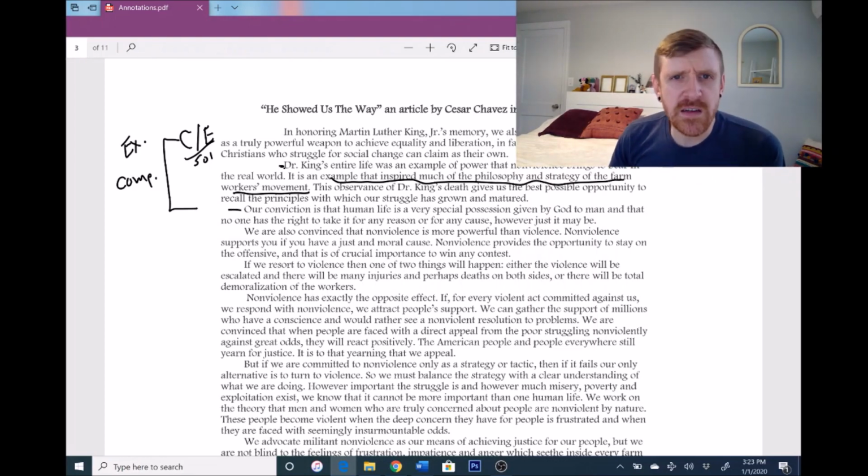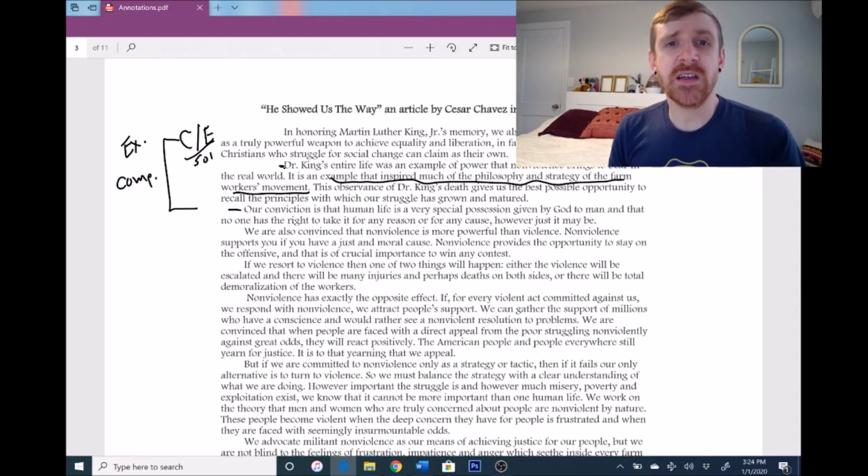It says, our conviction is that human life is a very special possession given by God to man, and that no one has the right to take it for any cause, however just it may be. And it says, we are also convinced that nonviolence is more powerful than violence.